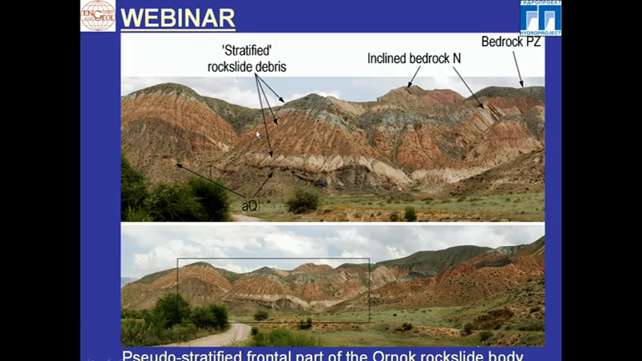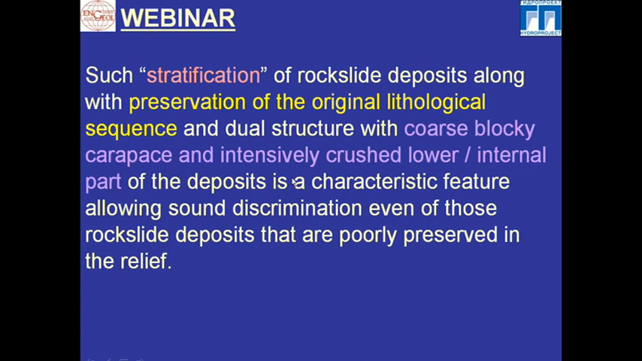We see well stratified layers of debris, and we see Neogene bedrock well inclined here, here, and here, and in the background there is a Paleozoic bedrock. But here we have just layers of material. The upper one came from Paleozoic, while the lower came from Neogene, and all the succession rests on the alluvium. Such stratification of rock slide deposits, along with preservation of the original lithological sequence and dual structure with a coarse blocky carapace and intensively crushed lower or internal part of these deposits, is a characteristic feature allowing sound discrimination even of those rock slide deposits that are poorly preserved in the relief.